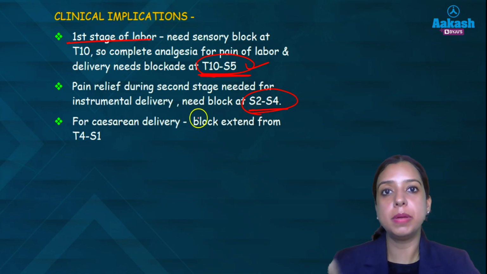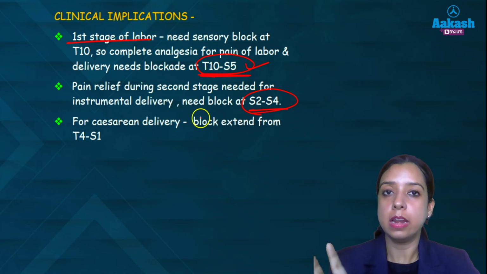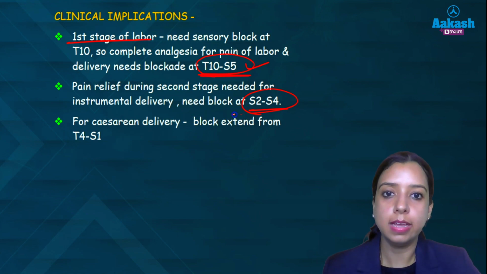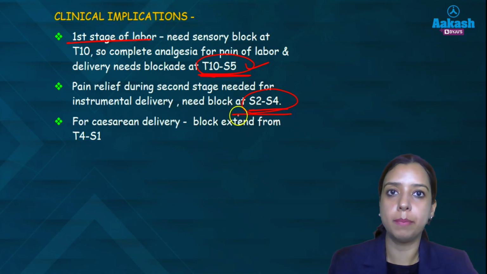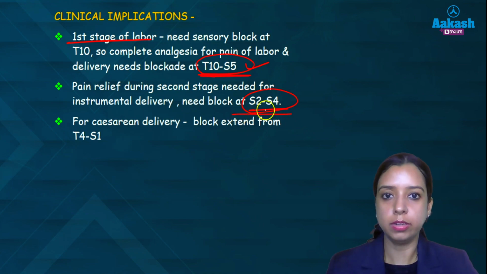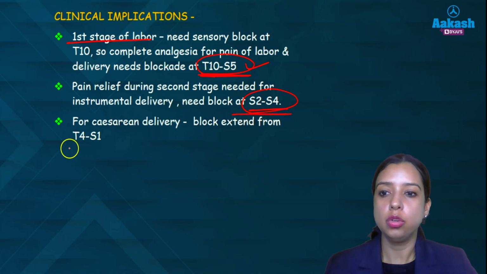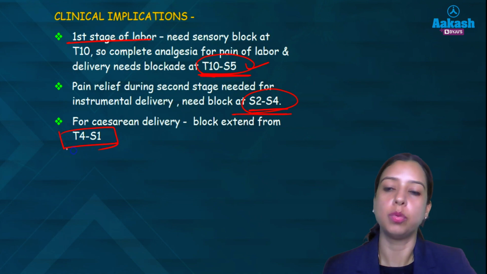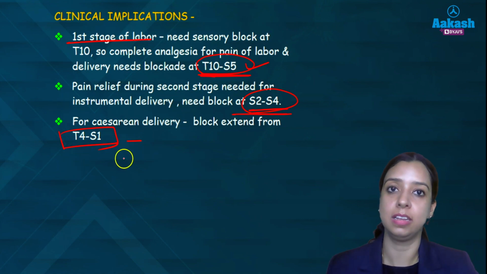Now suppose the patient is undergoing cesarean. What area will you cover? S2-S4 cervical dilatation will not happen. The patient will not deliver through the cervix, so you need not cover these nerves. You will give a block at T4-S1 level. That is the level at which the block is given for cesarean, and that is the clinical implication. That is why it was asked in INICET.